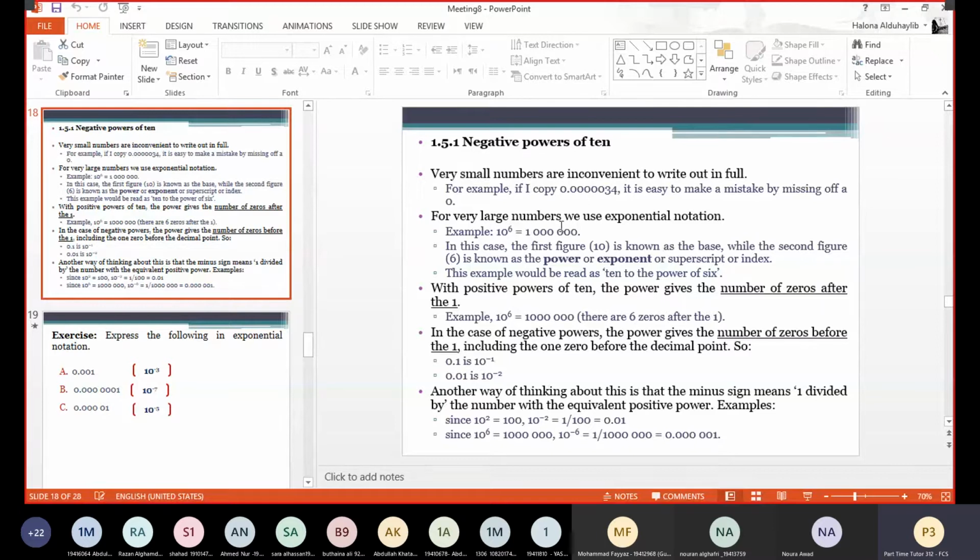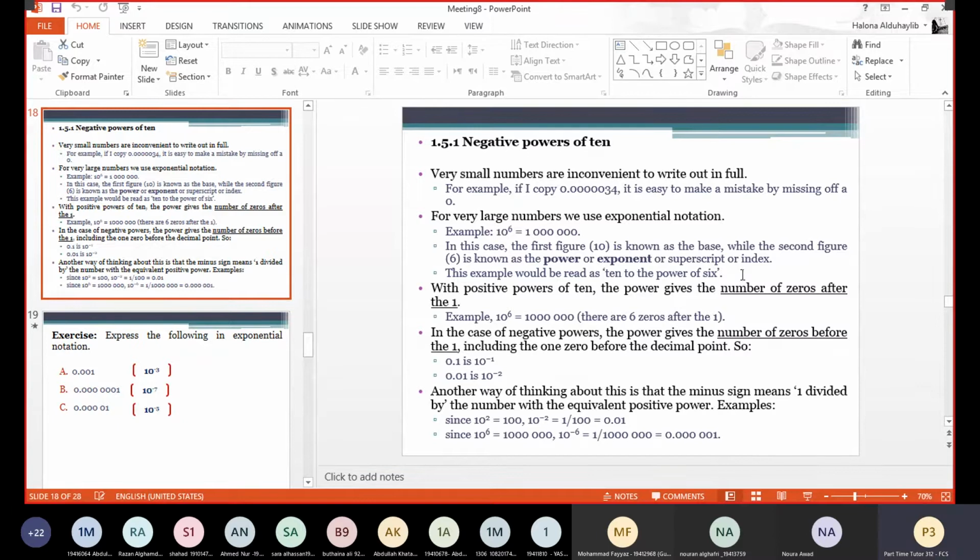For very large numbers, we use exponential notation with positive power of 10. Like here, 10 power of 6 becomes 1 million. In this case, the first figure 10 is known as the base, while the second figure 6 we call the power or the exponent. Exponent or power, and base. 10 is the base, 6 is the exponent or the power.